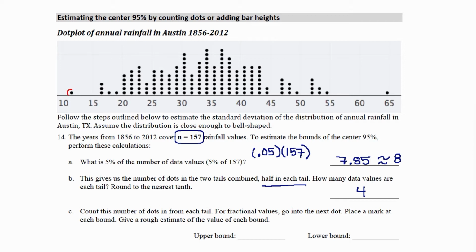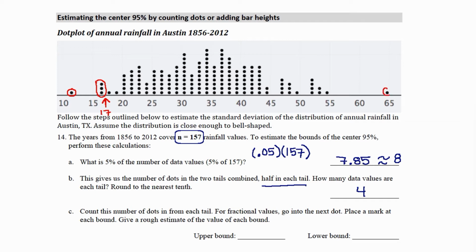Starting from the left, we've got 1, 2, 3, 4 before we get to this value right here. And that's going to be between 15 and 20, a little closer to 15. Maybe I'd say 17, or maybe I'd say 16 and a half.